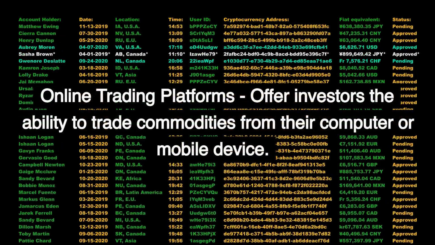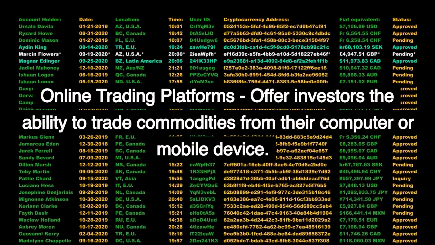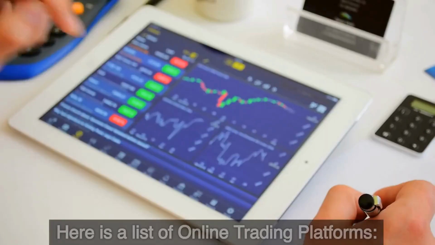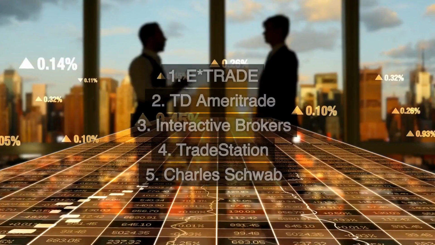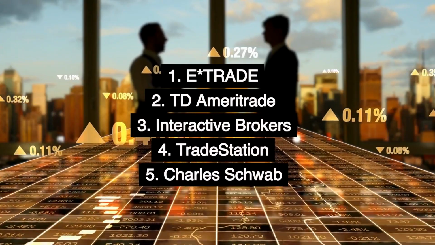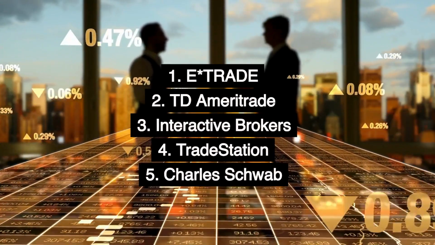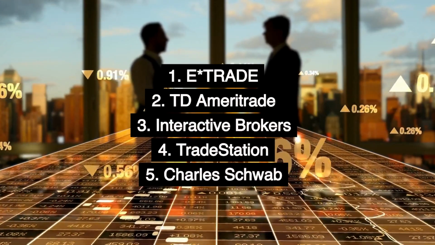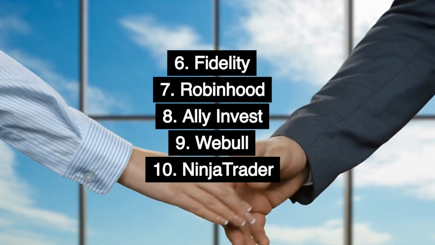Online trading platforms offer investors the ability to trade commodities from their computer or mobile device. Here is a list of online trading platforms. 1. E-Trade 2. TD Ameritrade 3. Interactive Brokers 4. TradeStation 5. Charles Schwab 6. Fidelity 7.